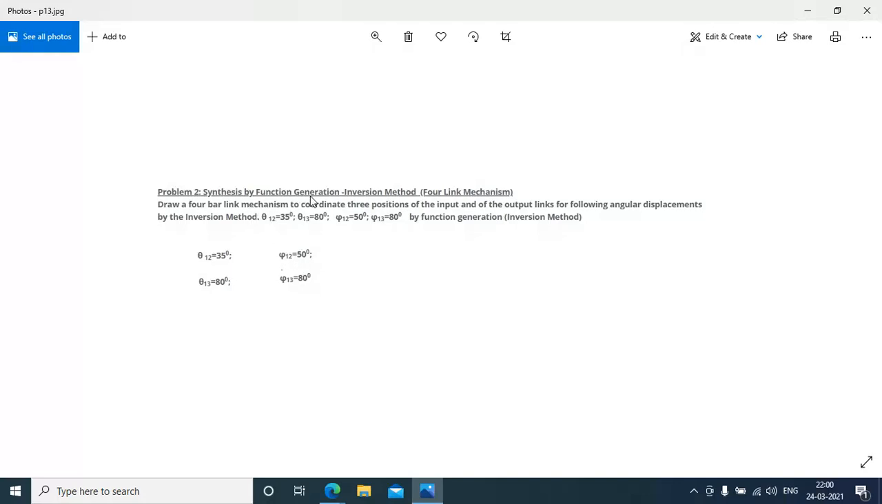Synthesis by function generation, inversion method, 4-link mechanism. So we have to draw a 4-link mechanism to the coordinates. The 3 positions of the input and the output links are given, that are the angular displacements: theta 12 is 35 degrees, theta 13 is 80 degrees, phi 12 is 50 degrees, phi 13 is 80 degrees.